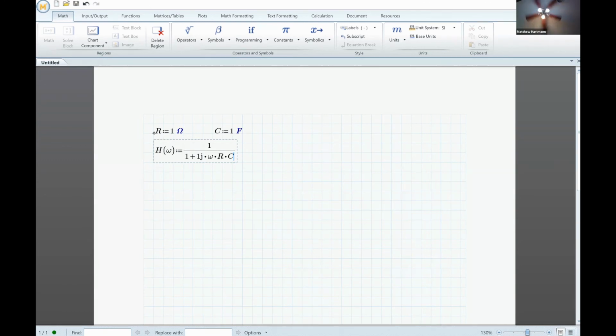I can't put a bar over H here or it will interpret it as I want the complex conjugate of this to be that. So we're going to have a slightly different look of things just because I can't bold it or anything like that either. It's just the limitations of using Mathcad. So I've defined what H of omega is. I can graph it as well.